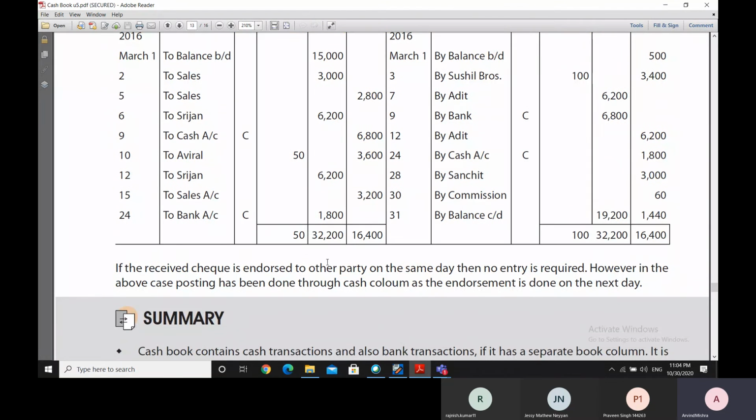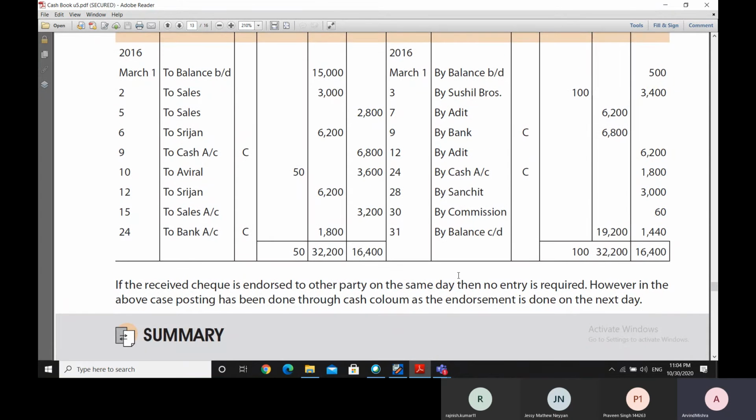Now, if the received check is endorsed to another party on the same day, that is, if we receive a check and we endorse it to the other party also on the same day, then no entry would be required in the cash book. As soon as we receive the check, we endorse it to the other party. So no entry would be made in that case.